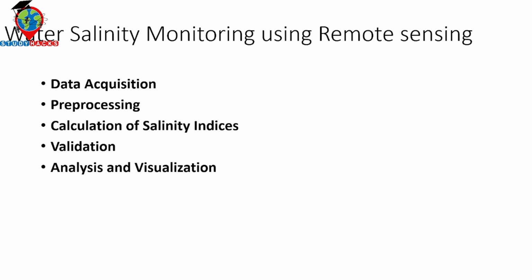First of all, data acquisition. Mainly at this stage, you work with Landsat or Sentinel imagery. Both image types work well for salinity. And then pre-processing of the data, then calculation of salinity indices, then validation, and analysis and visualization of your data.